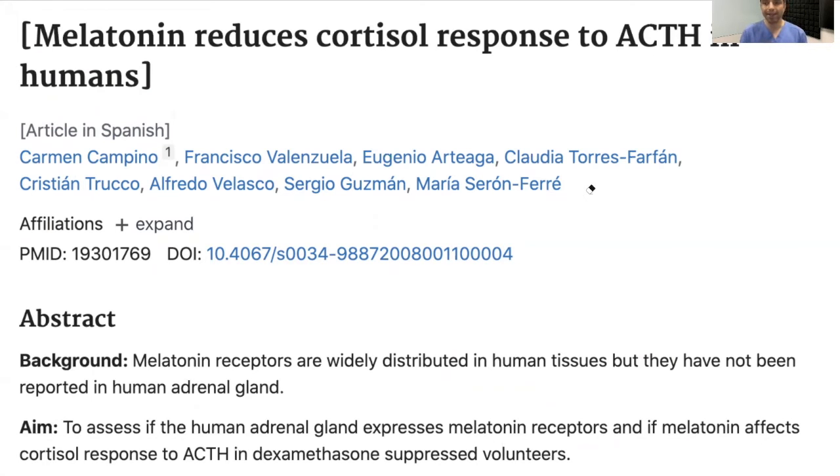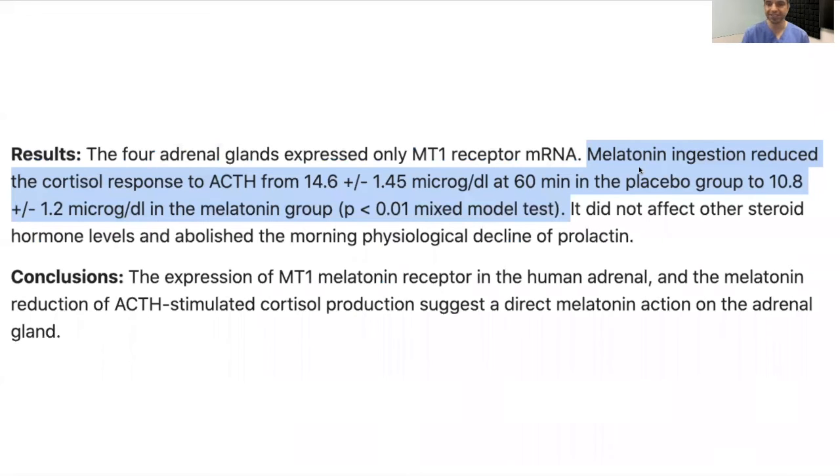At night, our body actually releases melatonin. Melatonin is a hormone that is released whenever we're sleeping. And melatonin has actually been shown in many studies to decrease levels of cortisol. For instance, in the study that I just showed you, melatonin ingestion reduced the cortisol response to ACTH from 14.6 at 60 minutes in the placebo group to 10.8 in the melatonin group. And so it's amazing that the melatonin is able to then decrease our cortisol levels.